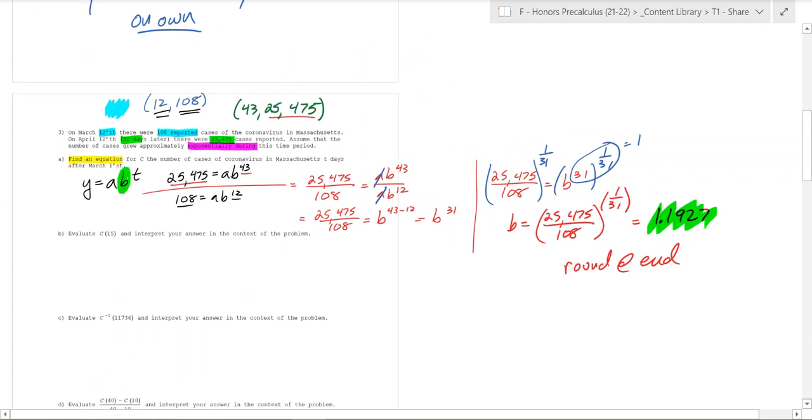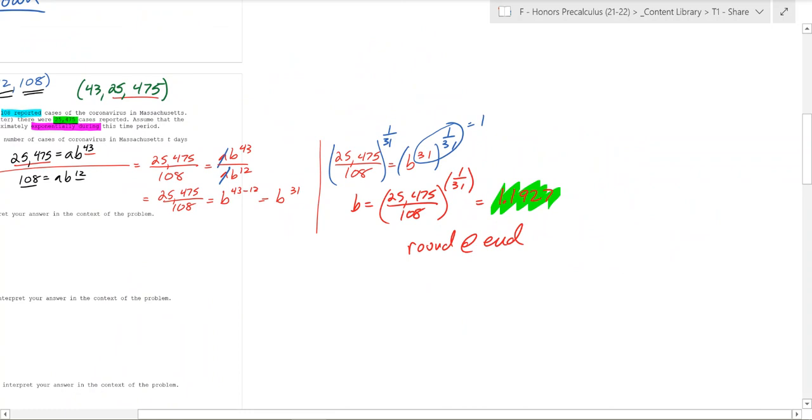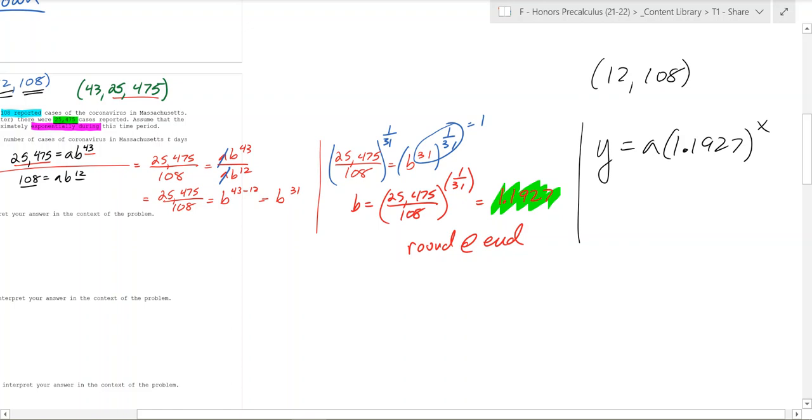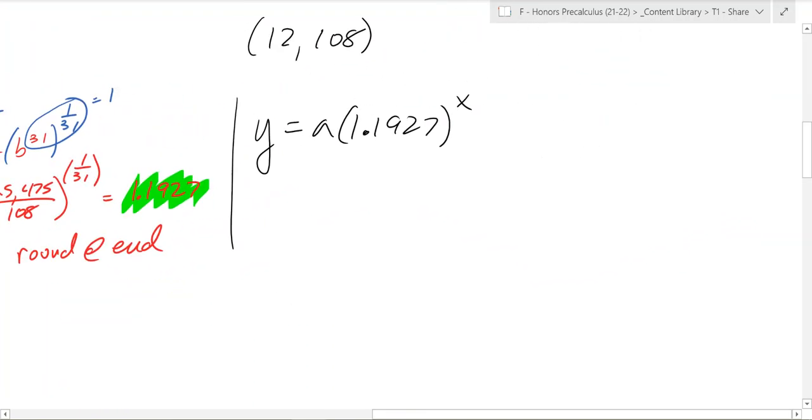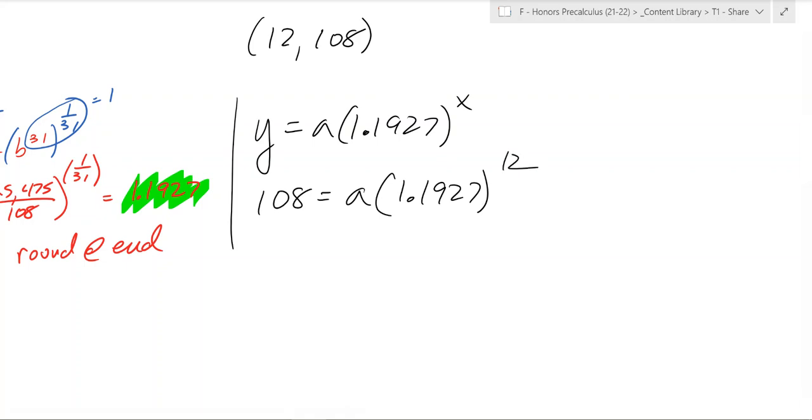We need to find the a value, and we do that by picking any of the other points. So what I mean by that is we have y equals a times 1.1927 to the x, and one of our points is 12, 108. So one thing we can do right now is plug in 12, 108 and solve for what we need. That means 108 is equal to a times 1.1927 to the 12th power. You can do this on your calculator and divide both sides.